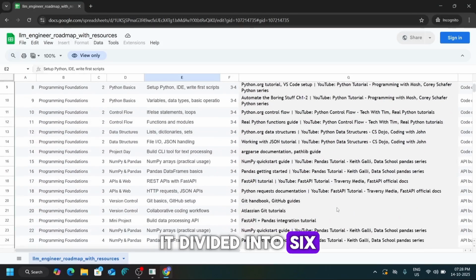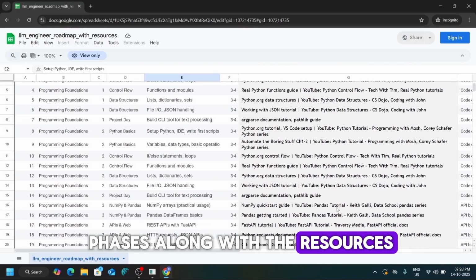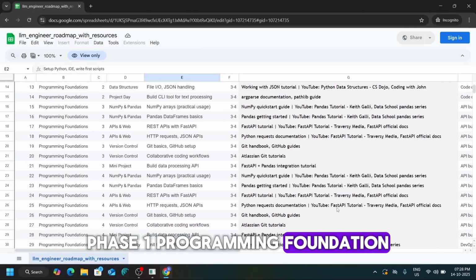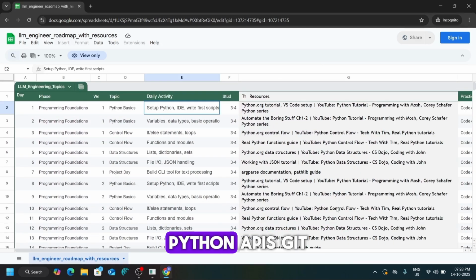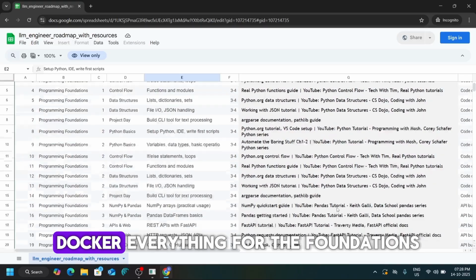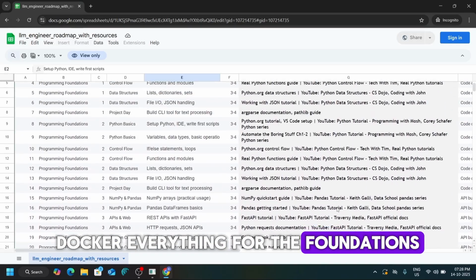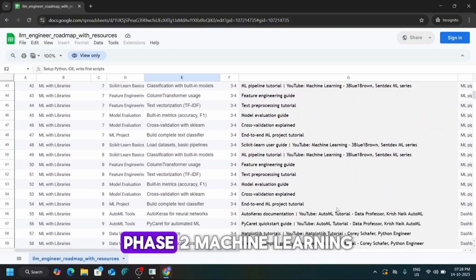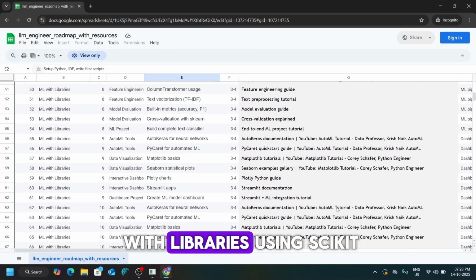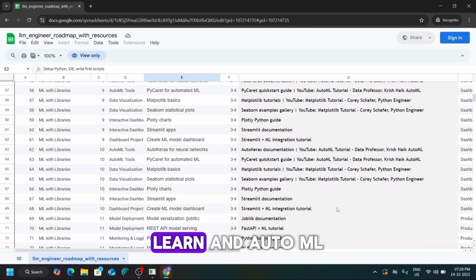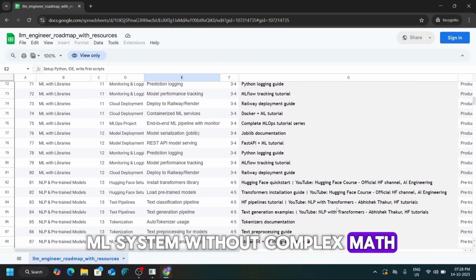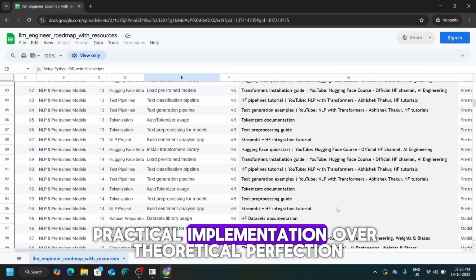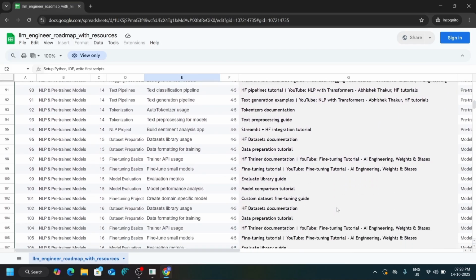It is divided into 6 phases along with resources. Phase 1, Programming Foundation. From beginner to deploying production apps. Python, APIs, Git, Docker, everything for the foundations. Phase 2, Machine Learning with libraries. Using scikit-learn and AutoML to build a complete ML system without complex math. Practical implementation over theoretical perfection.